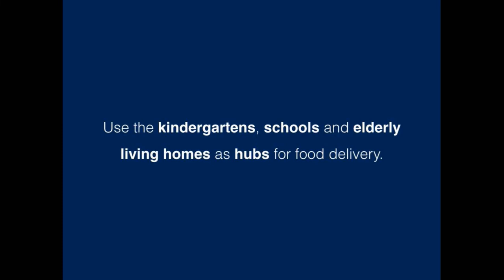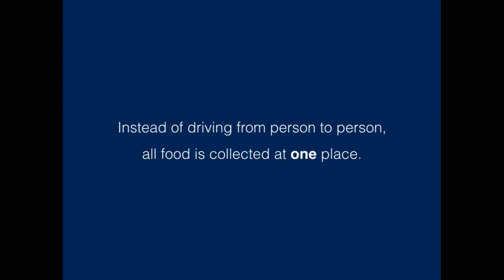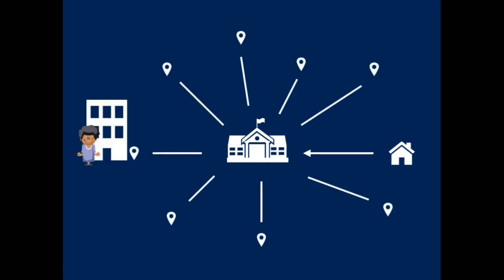We could use, for example, public areas like kindergartens, schools, or homes where elderly people already live as some kind of hub where we could store the food and then deliver it. So instead of delivering to one person, we could deliver it to one big place and then share it from there to the individual persons. So how can that look? You bring it from the restaurant to the school or the kindergarten, and then you share it to the individual people.